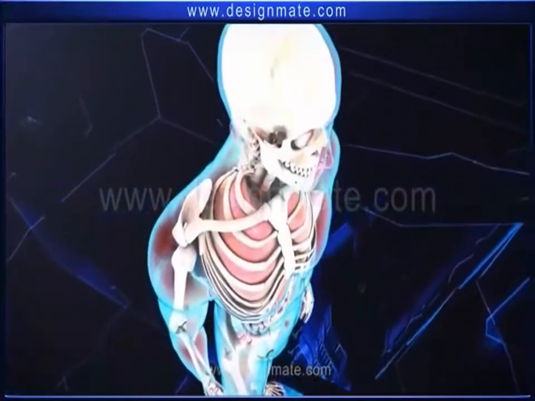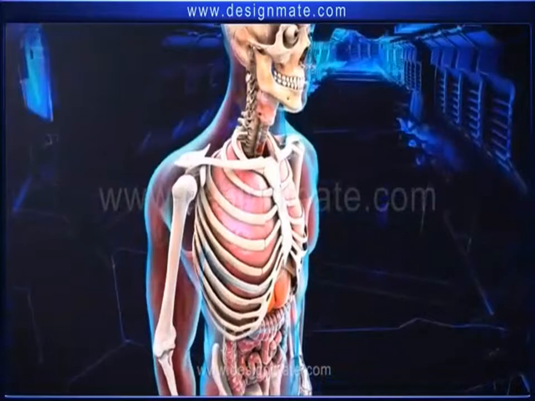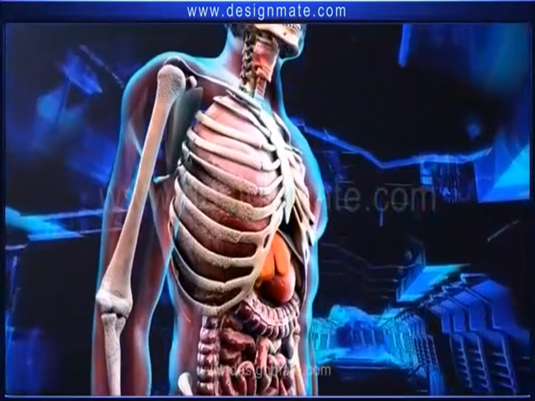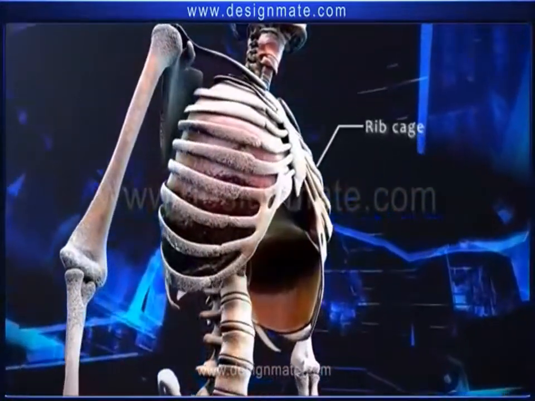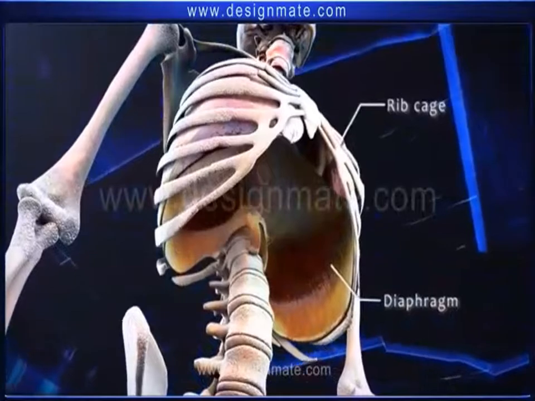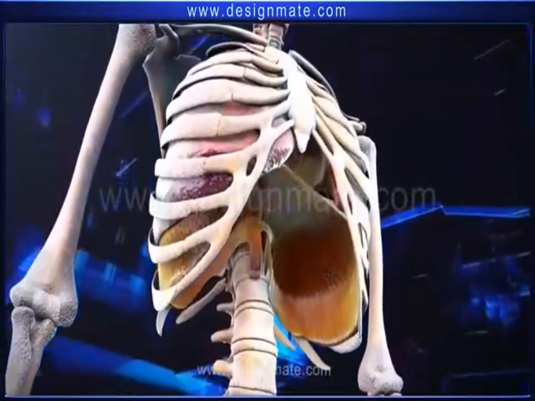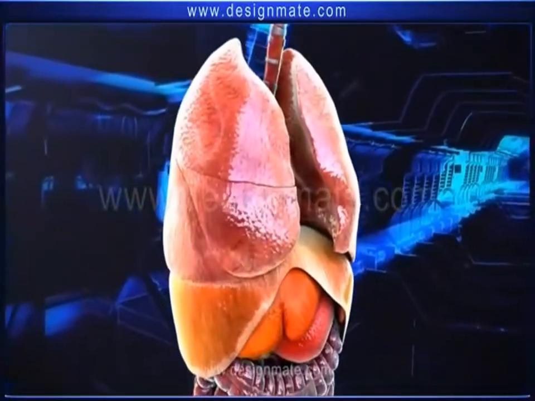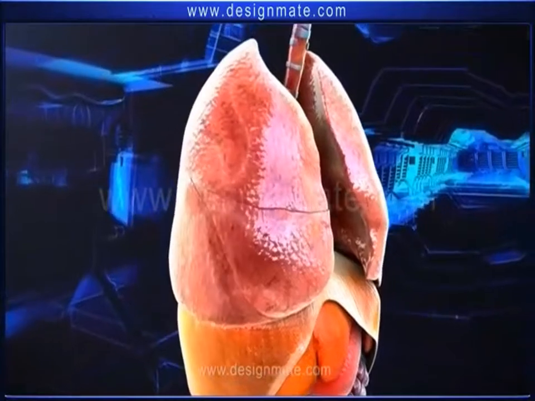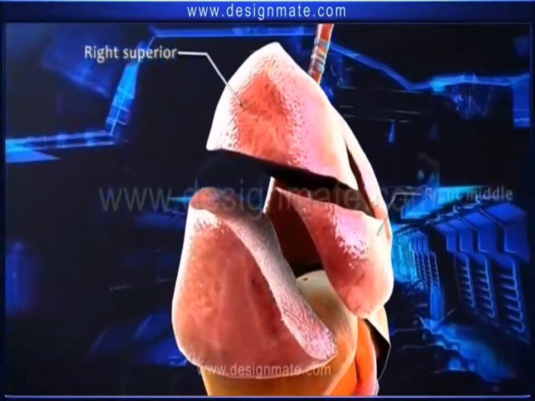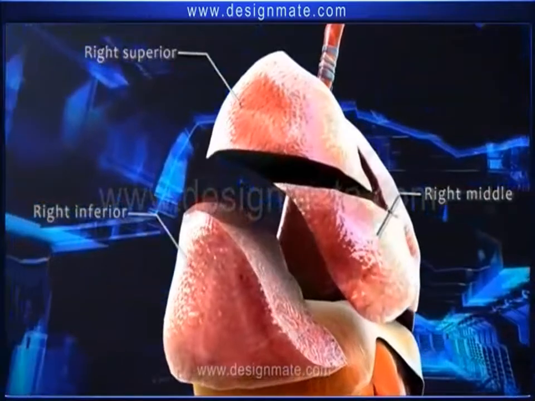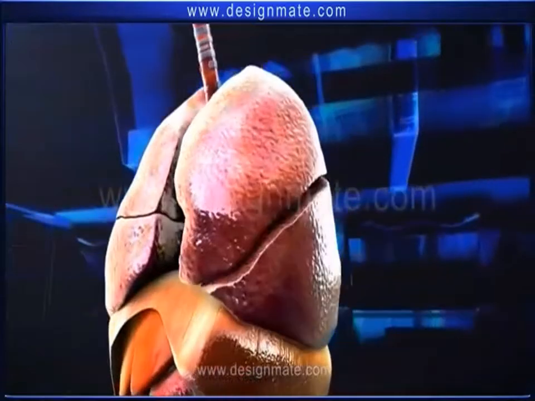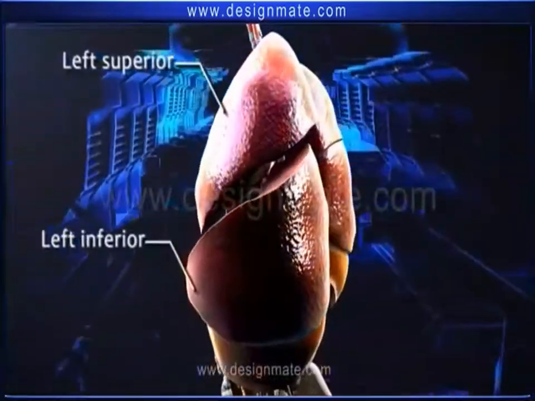In humans, the main organs responsible for respiration are present in the thoracic cavity. In the thorax region, the rib cage and a dome-shaped fibrous tissue, known as the diaphragm, are observed. Present within the rib cage are the pleural membranes, which enclose the lungs. The right lung is divided into three lobes: the right superior, right middle, and the right inferior lobe. The left lung is smaller and has only two lobes, the left superior and the left inferior lobe.